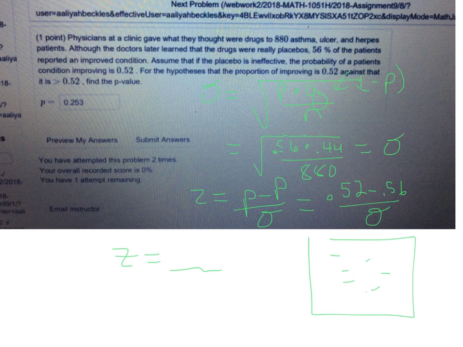Now, if they're asking about improving and greater than, then I think that you want to take 1 minus whatever number you get there, because what you're looking for is the value to the right of your z-score. So you're looking for this portion of the graph, and the chart will only give you the area under the graph to the left, or the percentage to the left of that z value.